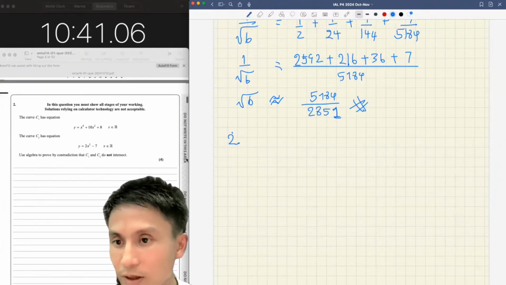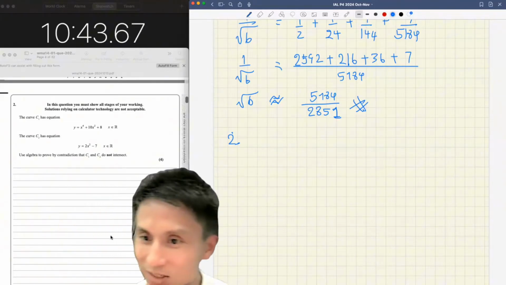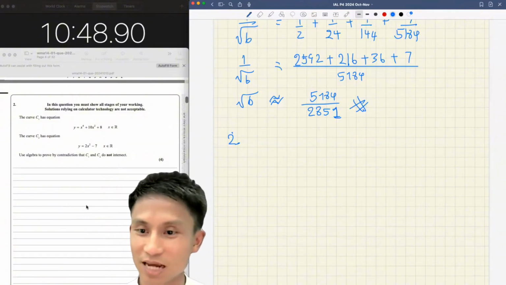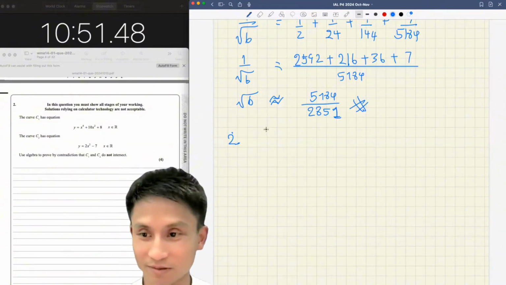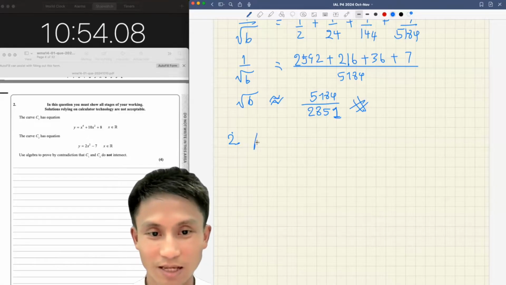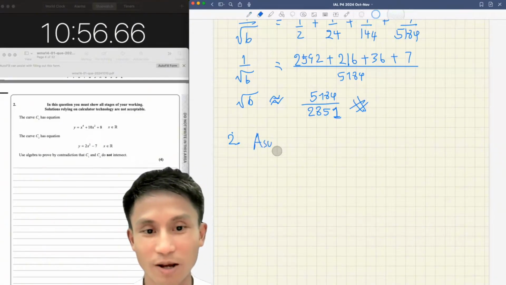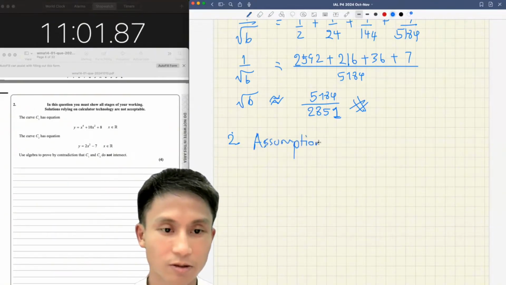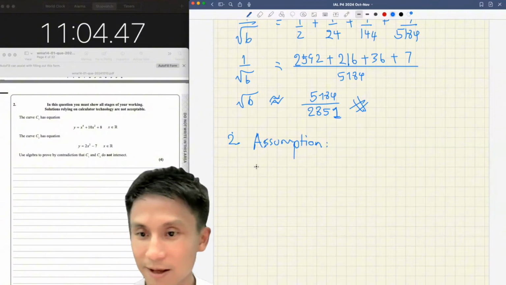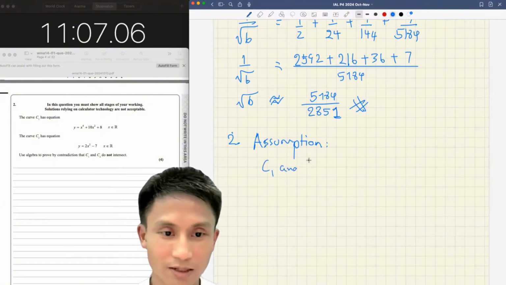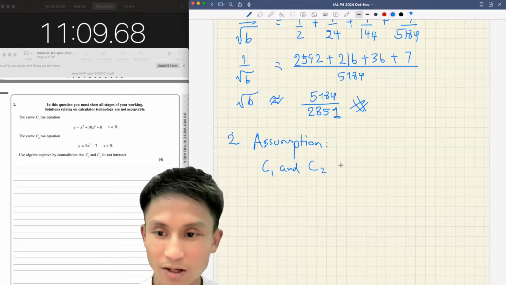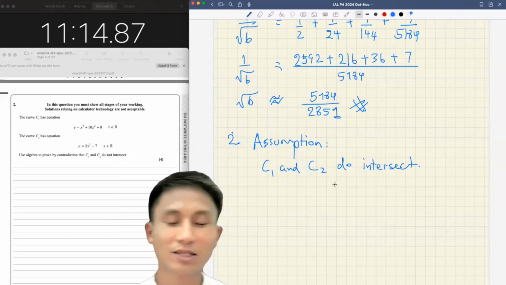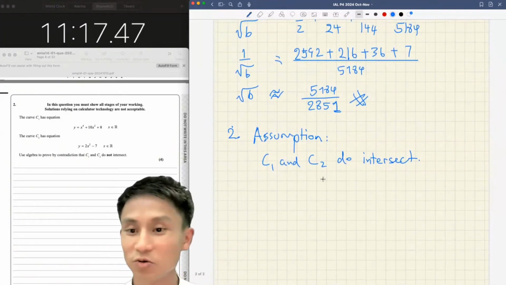Okay, question 2. The curve C1 has equation that, C2 has that. Use algebra to prove by contradiction that C1 and C2 do not intersect. Okay, contradiction. So the assumption, because proof by contradiction, we need the assumption first. So the assumption is that C1 and C2 do intersect. So by this assumption, we will assume that they do intersect.